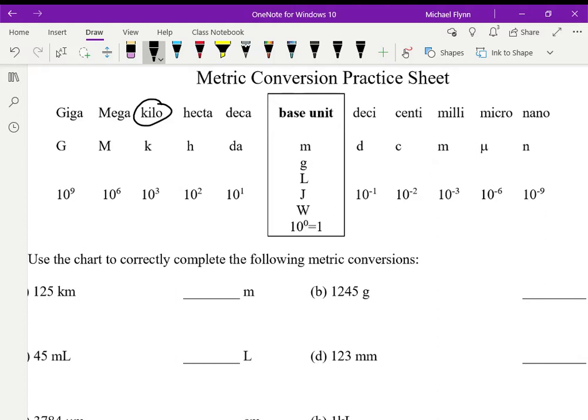And if you look at what I wrote under here, that number 10 to the power of 3 is 1,000. Okay, now I hope that makes sense to you. 10 times 10 times 10 is 1,000. Okay, so that kilo means 1,000, and that's why I wrote it here. Now let me explain some of the other ones.